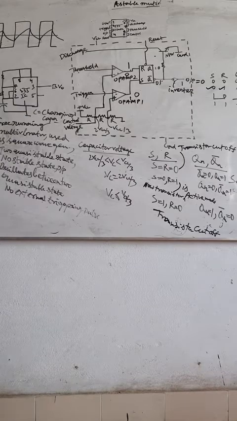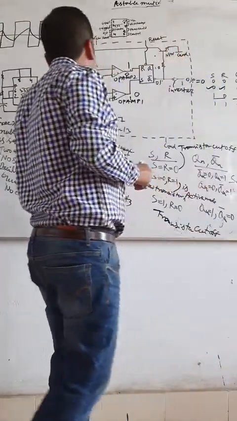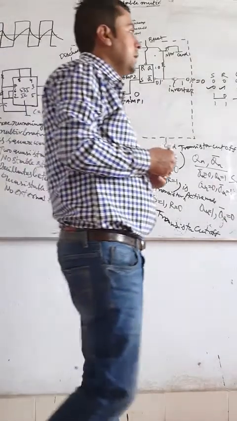In case of the astable multivibrator, this is the charging and discharging curve, and this is the square wave generator. This is the square wave generated at the output terminal, that means at terminal number 3. So this is your astable multivibrator using 555 timer. Next day we will learn the monostable multivibrator using 555 timer.